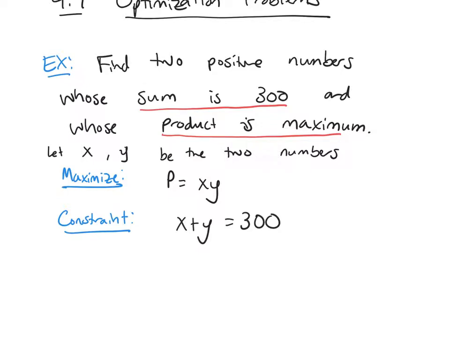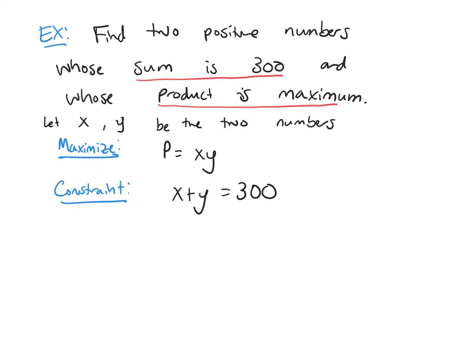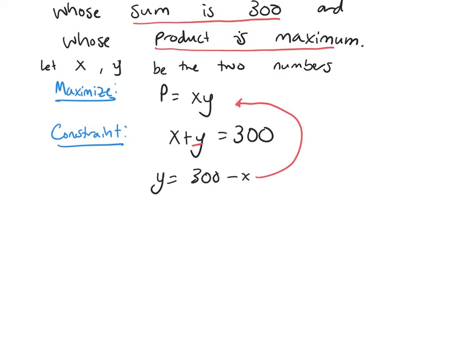Now what you're going to do is in your constraint equation, solve for one of your two variables. I'm going to choose to solve for y. It doesn't really matter which one you solve for. y is going to be 300 minus x. And we're going to take this and plug it into our function we're trying to maximize. So here I'm going to plug it in to P.